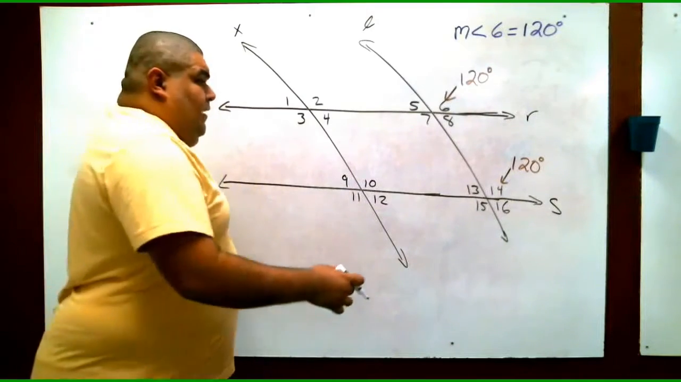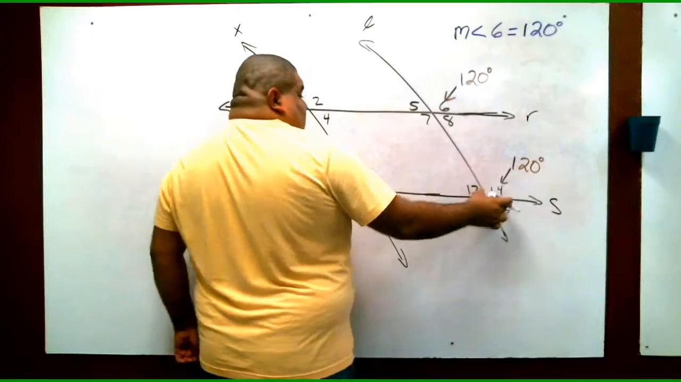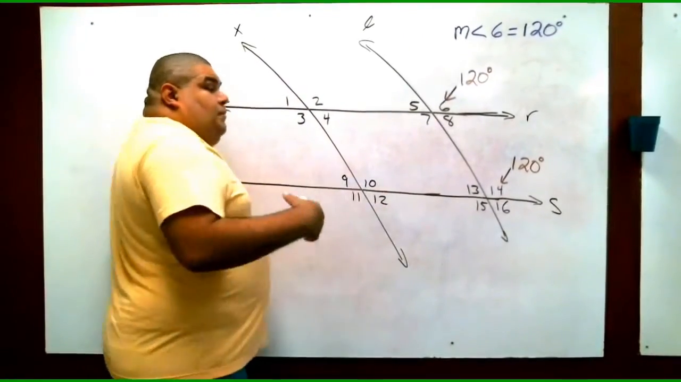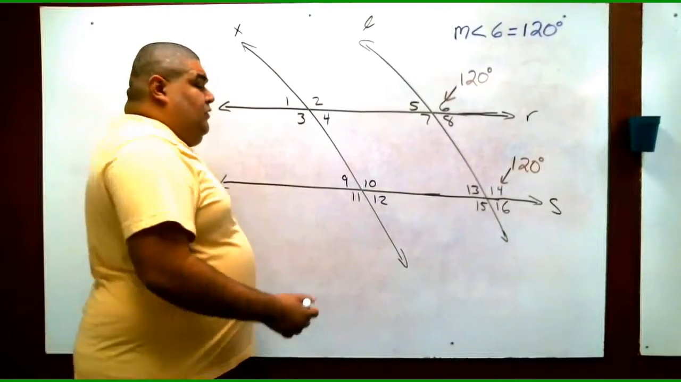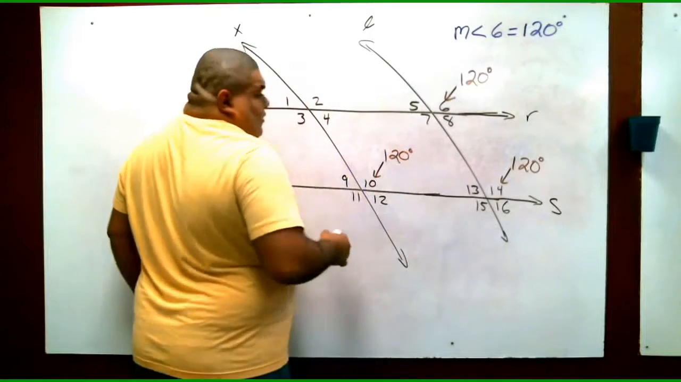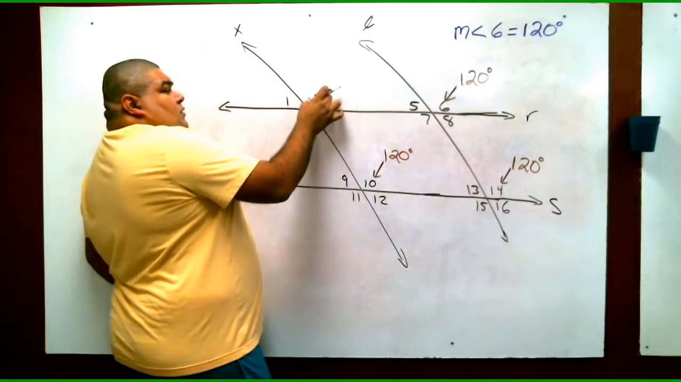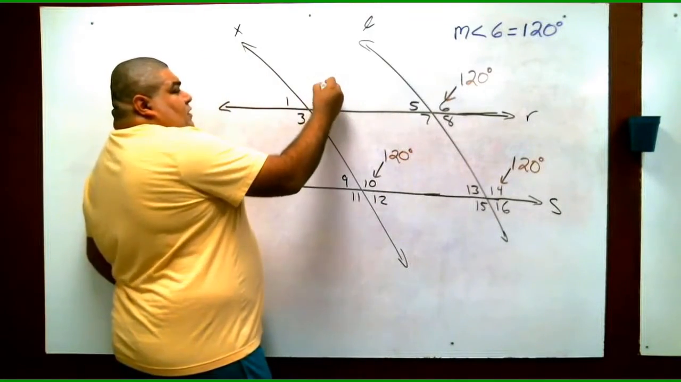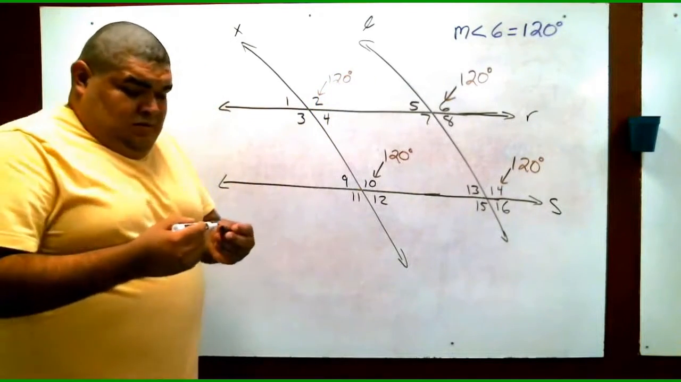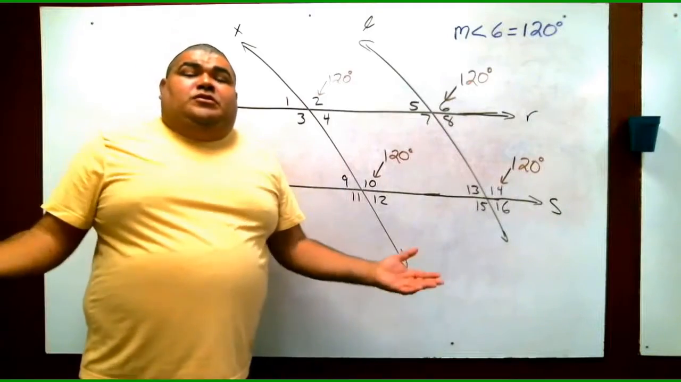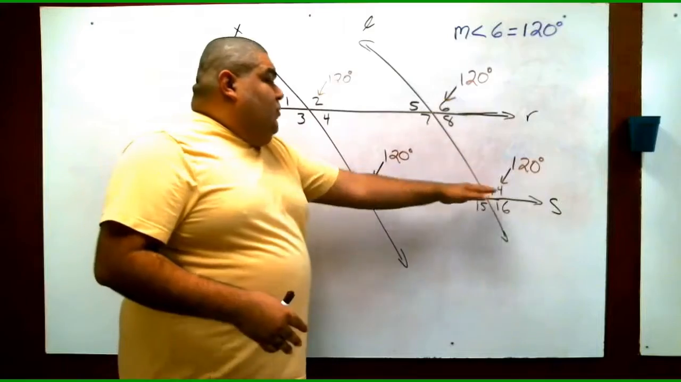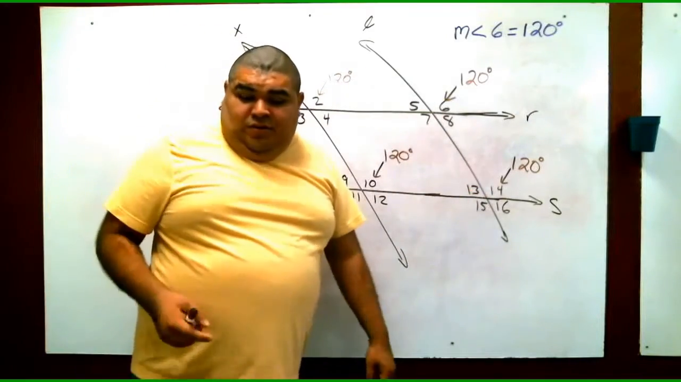Therefore, if we know that angle 14 is 120 degrees, then angle 10, by the same law of corresponding, should be 120 degrees. Therefore, angle 2, corresponding to 10, is also 120 degrees. So we use the postulate of corresponding to solve for at least 3 more angles with just one angle.